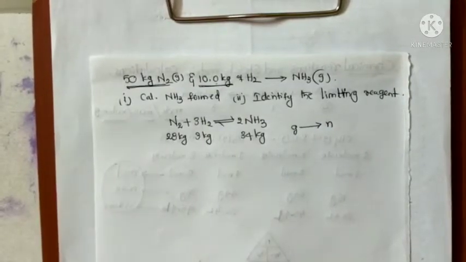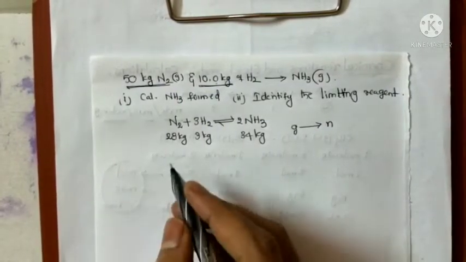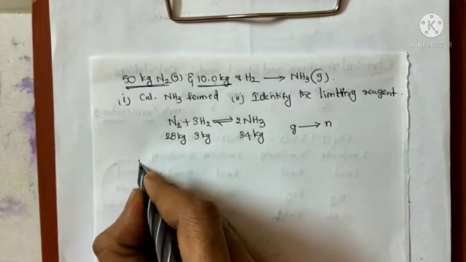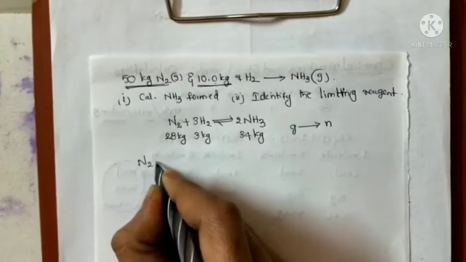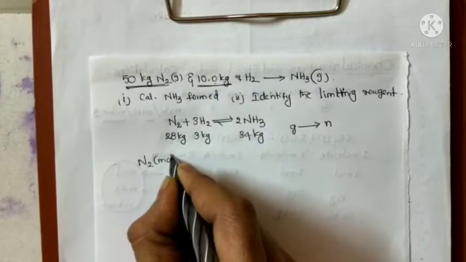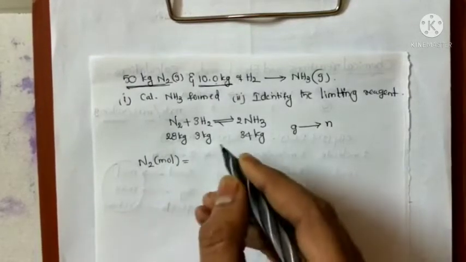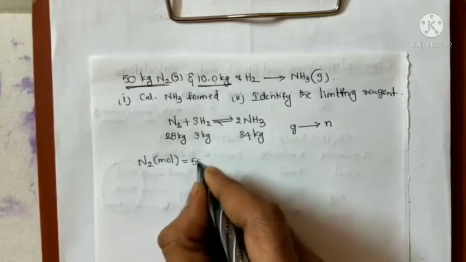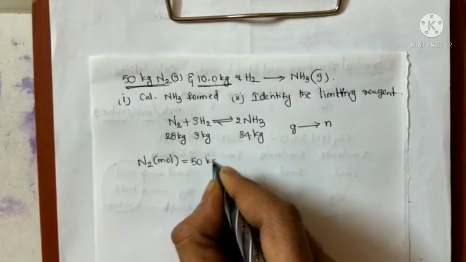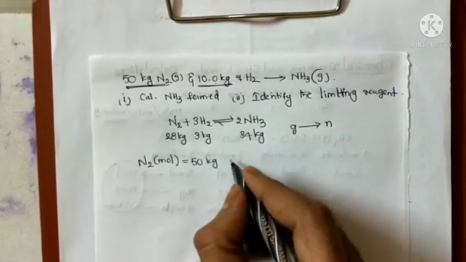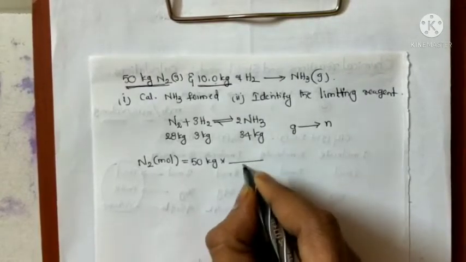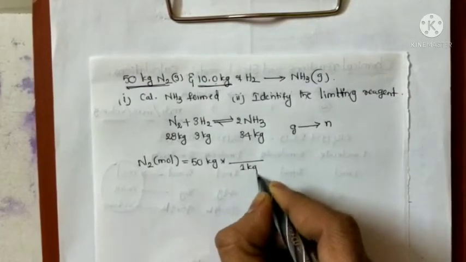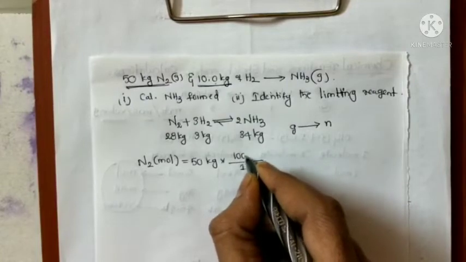Mass is converted into number of moles. So here, first of all, we find out the nitrogen moles. The given amount is 50 kg. So we know that 1 kg equals 1000 grams.